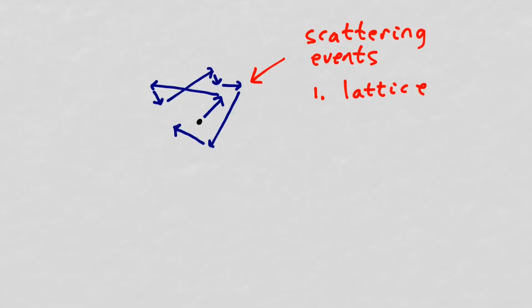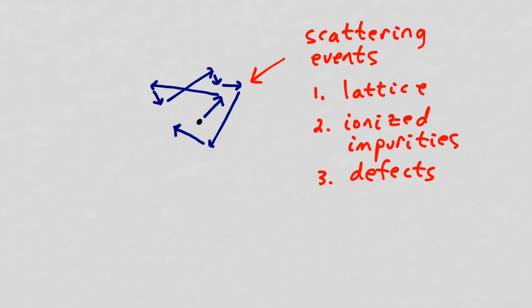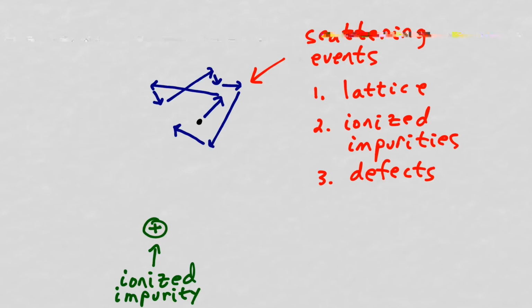Other things that can cause scattering are ionized impurities or defects in the crystal lattice. We are not going to discuss the physical mechanisms behind these scattering events. But let me just point out how ionized impurity scattering works. So here I'm picturing an ionized impurity in the lattice. As a conduction electron goes by, there's a coulombic attraction to the ionized impurity, which is going to change the direction of the velocity of the electron.